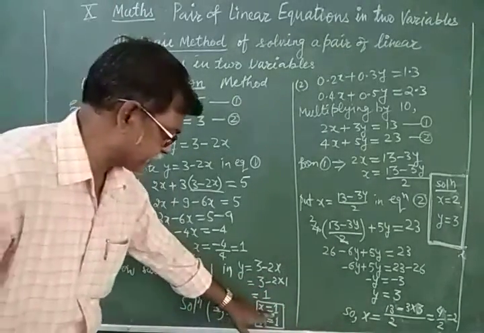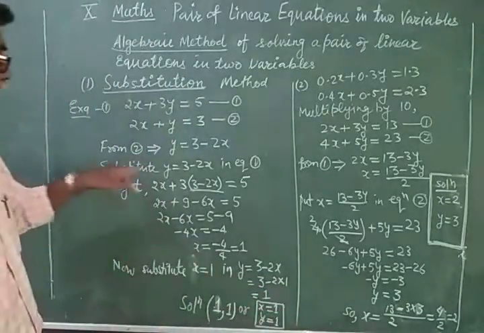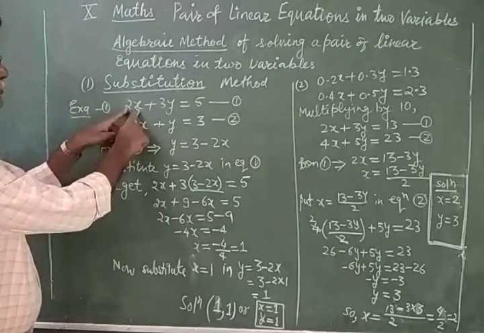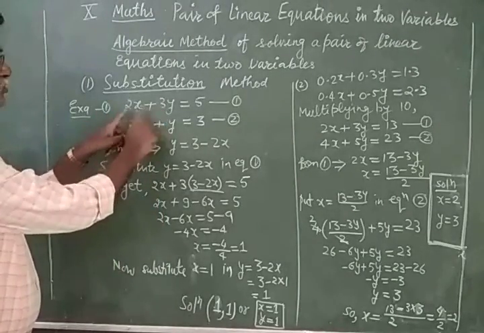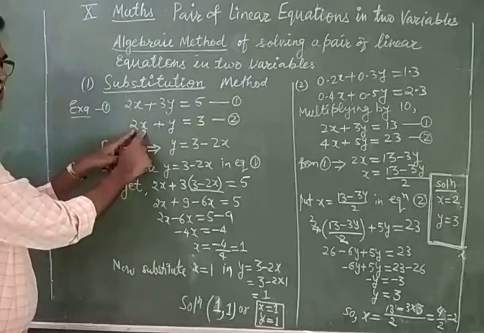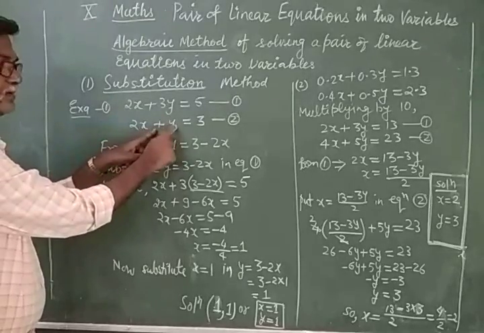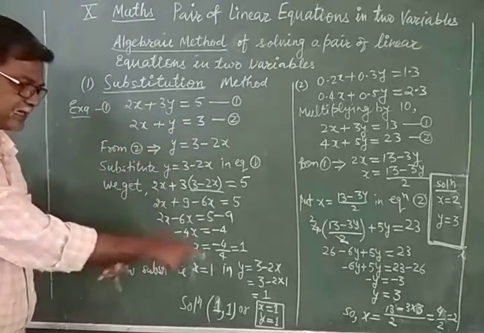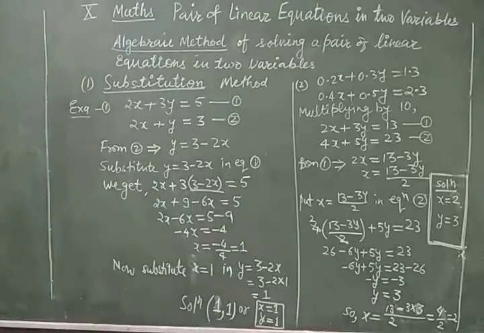Here also we can check. X is equal to 1 and y is equal to 1. 2 into 1, 2, plus 3 into 1, 3, 2 plus 3 is 5. 2 into 1, 2 plus y, 1, so 2 plus 1 is 3. So that answer is also correct.